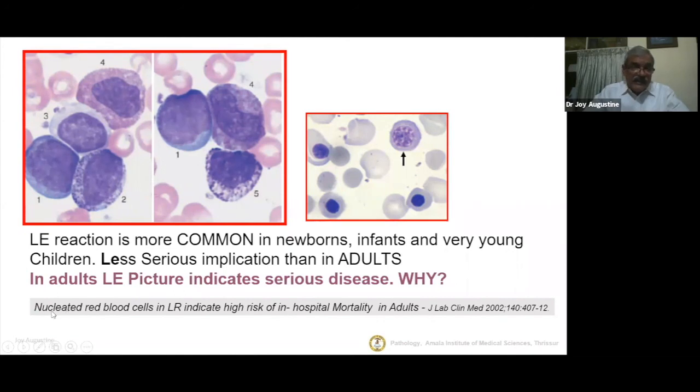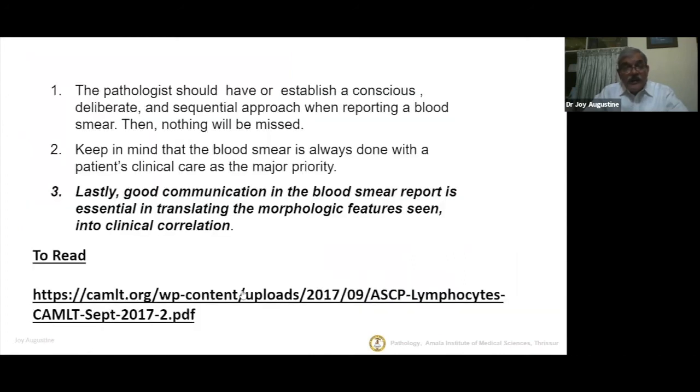Now, there are several studies showing that nucleated red blood cells in the peripheral blood smear, in a high risk scenario patient, indicate high mortality. Fairly old paper, but it's there. There are lots of papers saying that a leukoerythroblastic picture in an ICU patient is not good news.